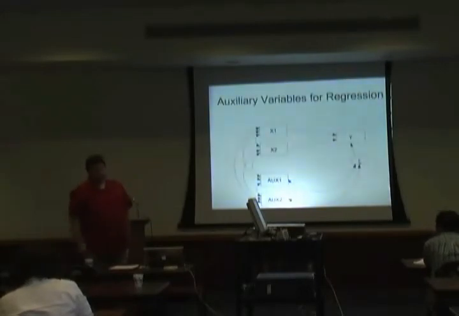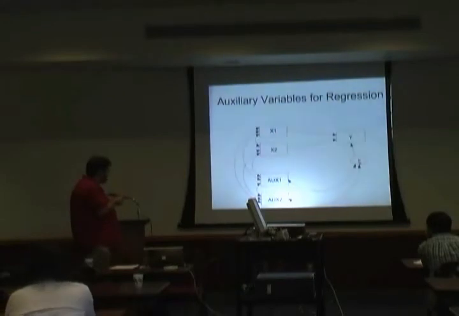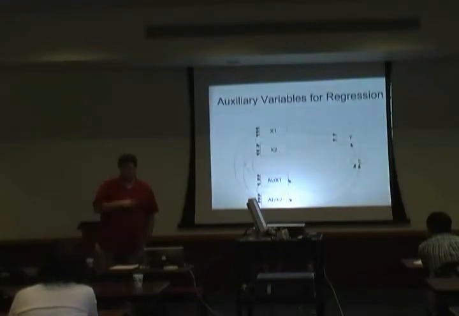Now to include auxiliary variables in this model, all you need to do is take this auxiliary variable, correlate it with the other auxiliary variable, take both auxiliary variables and correlate them with both of your independent variables, and then take the auxiliary variables and correlate them with the dependent variable, in which case you're correlating them with the residual of the dependent variable.